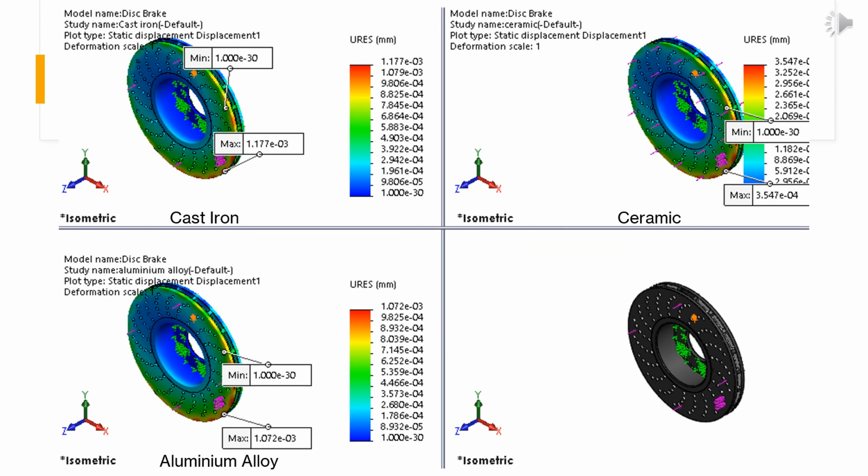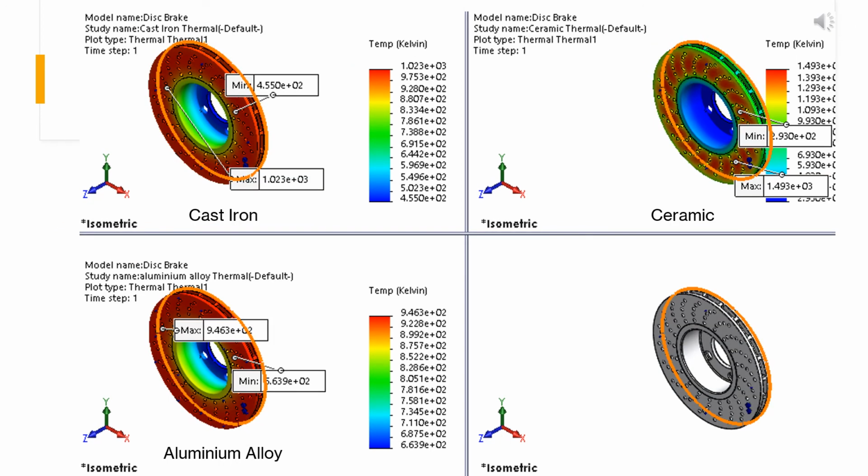Next is the displacement plot from the compression test. From the results, we can see that the cast iron material displaced the most after compression, and the ceramic material displaced the least among the others. This proves that the ceramic material is more ductile compared to the other materials. Lastly, these are the results from the thermal distribution test with a heat power of 6660 watts generated from the friction during braking in a time period of 3 seconds. From the results plot, we can see that the ceramic material has better heat distribution and a higher heat resistance compared to the other materials.